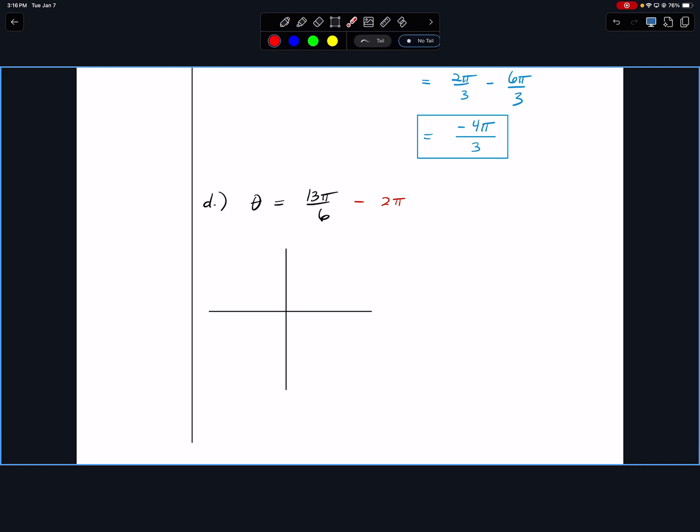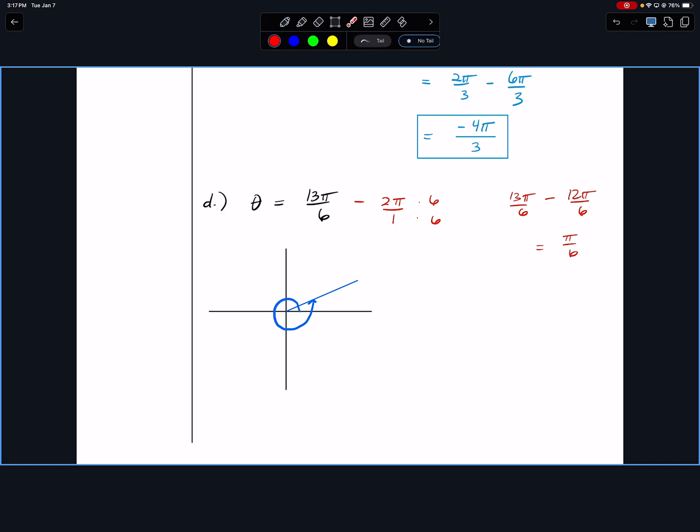How do I get a common denominator with this? What do I want the denominator of this to be? 6. So what do I multiply top and bottom by? 6. So 13 pi over 6 minus 12 pi over 6 is the same thing as pi over 6. So this is the same thing as 2 pi plus another pi over 6. So it's going to look something like this.